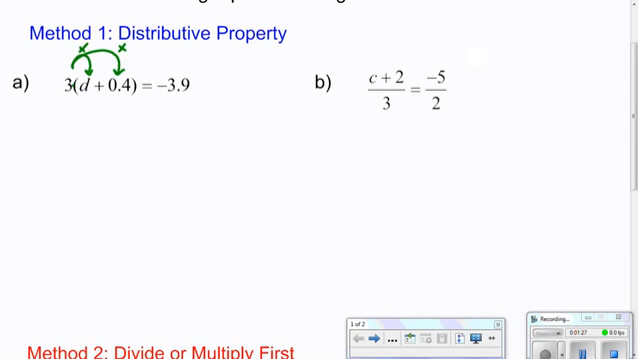Once the bracket closes, the distributive property stops. So we're not going to go 3 times the negative 0.39 because it's not inside the bracket. So it doesn't distribute across the equal sign or outside of the bracket. So when we multiply, we end up with 3d, or 3 times d, plus 1.2 equals negative 3.9.